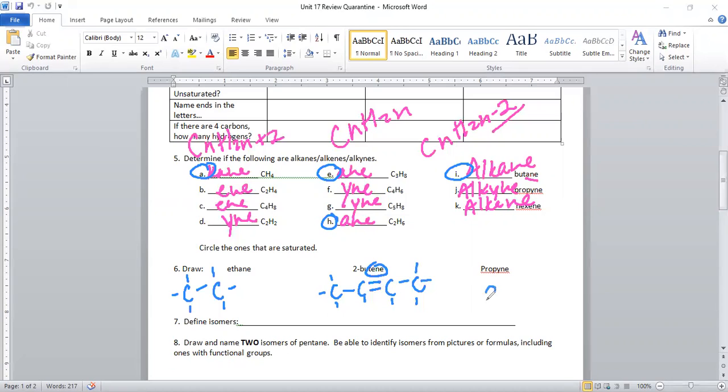Okay, and then propyne, 1, 2, 3. YNE means a triple bond. This one only needs 1 H. That one is set with its H's. These need 3. Okay, isomers, they have the same formula, different structure.